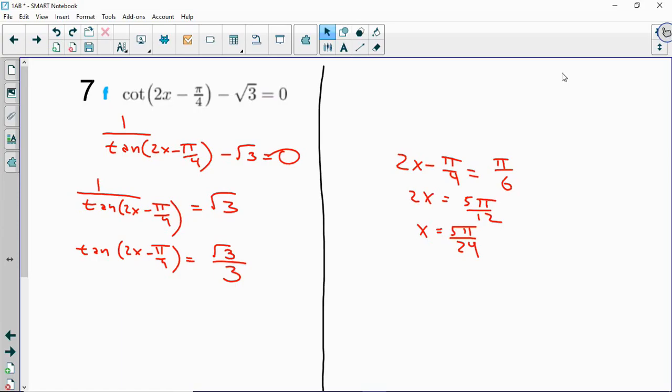More importantly than the graphs is to be able to work algebraically. So anytime you have an equation that has a reciprocal function in it, just rewrite it so that it has your normal sine, cosine, tangent in it, and then solve it like you would have at the end of the previous book. So we get our trig function by itself here. And then we ask ourselves, well, what angle would we need to put in here in order to get root 3 over 3 out? That would be pi over 6. And then solve for x. And this is 5 pi over 24 is one answer for x.